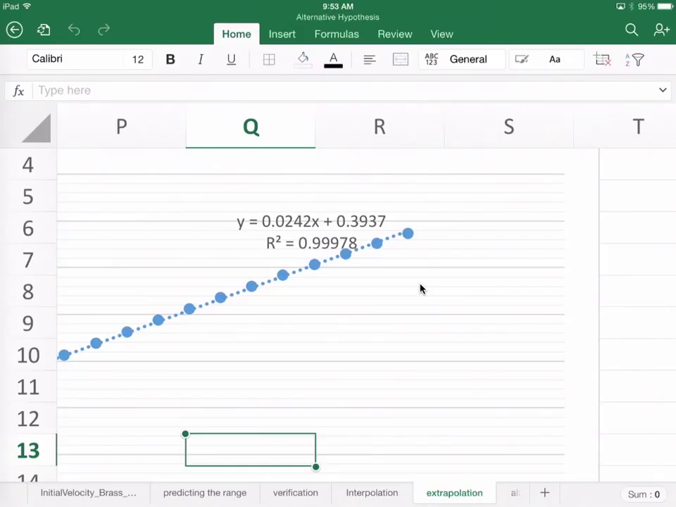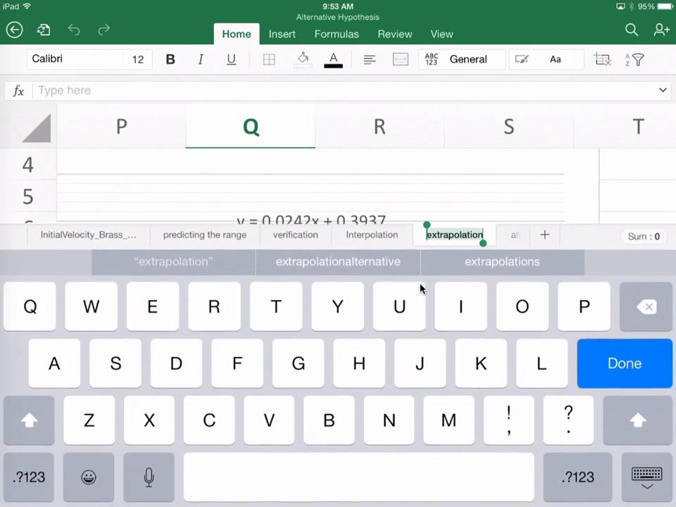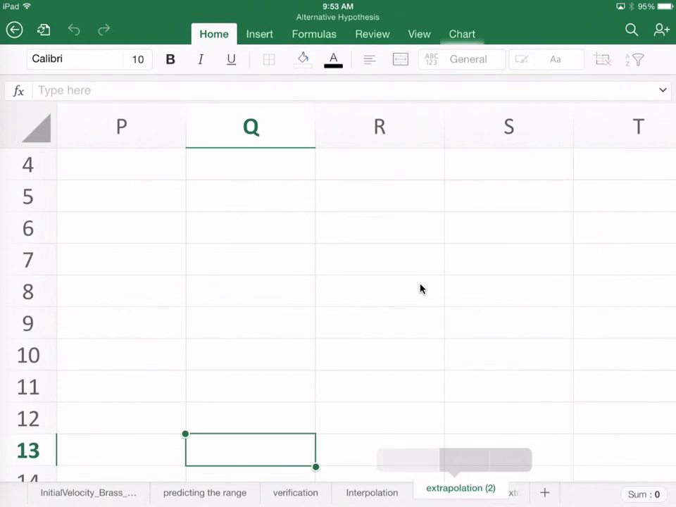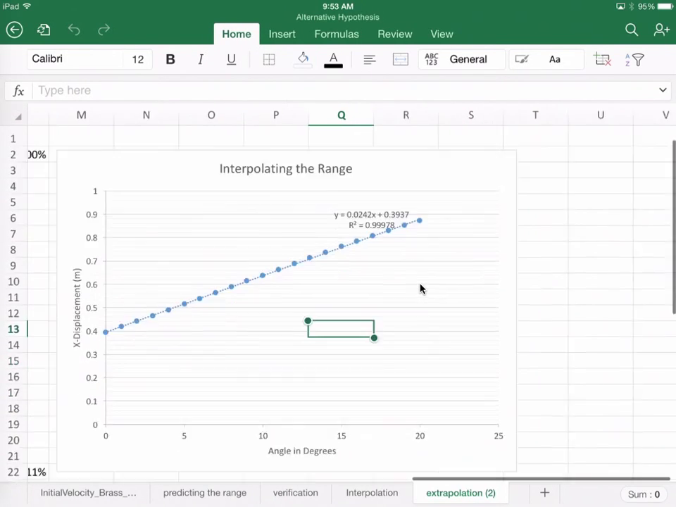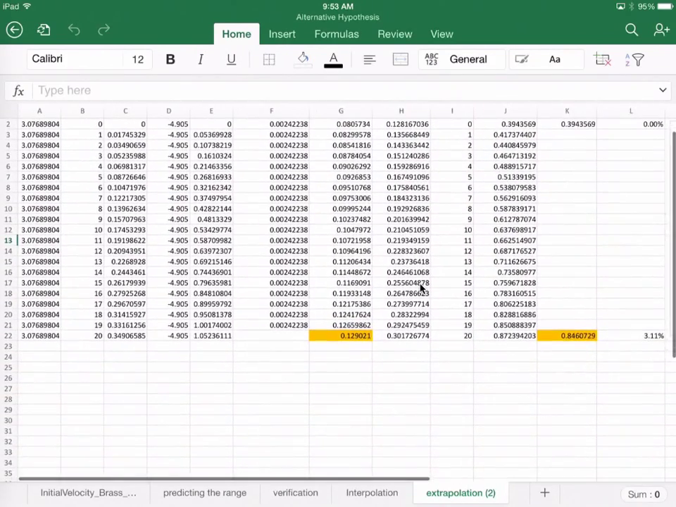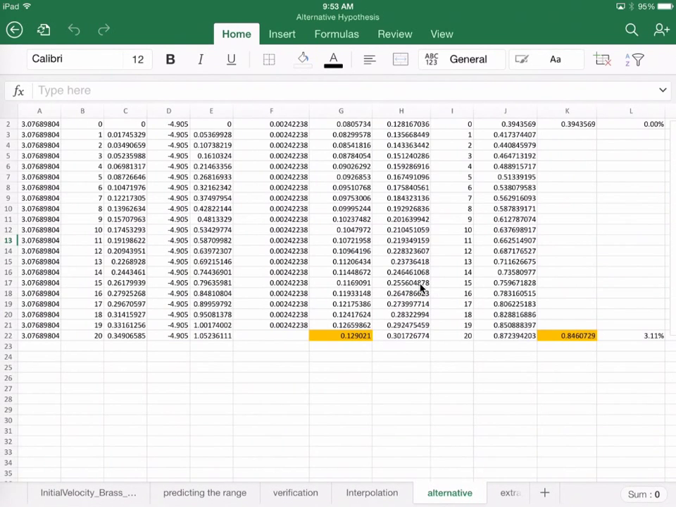The first thing that we're going to do is go back to our extrapolation page, and tap on that. You don't want to rename it, just tap once. Then duplicate the entire sheet. Some weird stuff is happening right here, but that's okay. Just go ahead and duplicate the entire sheet. Let's rename extrapolation to alternative, and that'll be good enough. We notice this is going to be for the alternative hypothesis.